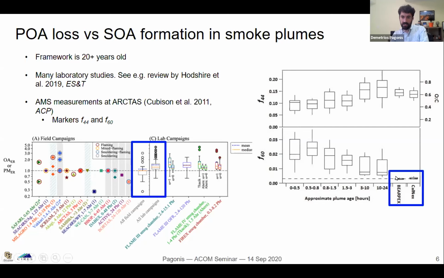I do want to call a bit of attention here to these values in non-biomass burning impacted AMS studies that are in this figure, right? Showing that while F60 is a good tracer for biomass burning influence, there's huge natural variability close to sources. And that's in part just because F60 is not specific to a single molecule. It's sometimes dominated by levoglucosan, but you can see that there's a lot of variability here that really makes it clear we need more targeted measurements of the POA in smoke.